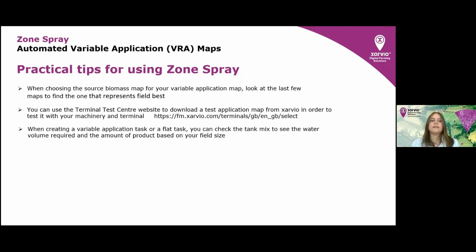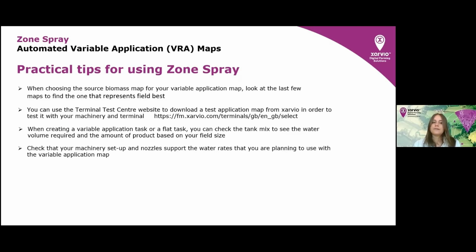Definitely, once you've created a variable rate map, we do give tank recipes, so you can see overall how much chemical and how much water you need. Have a look at it and make sure you're happy with that and with the mid rate, so work out on average how much product you're applying. That's my recommendation. Are you happy with that? If you weren't, you can go back and readjust it.